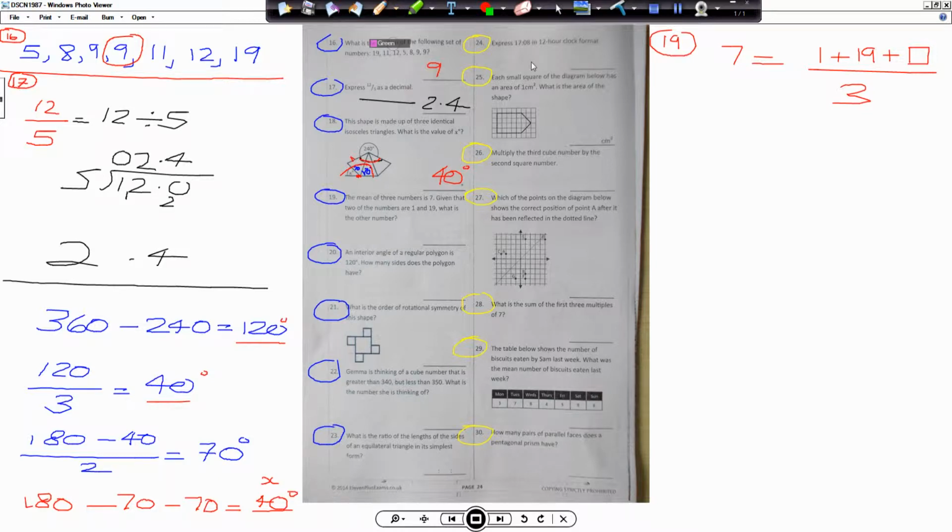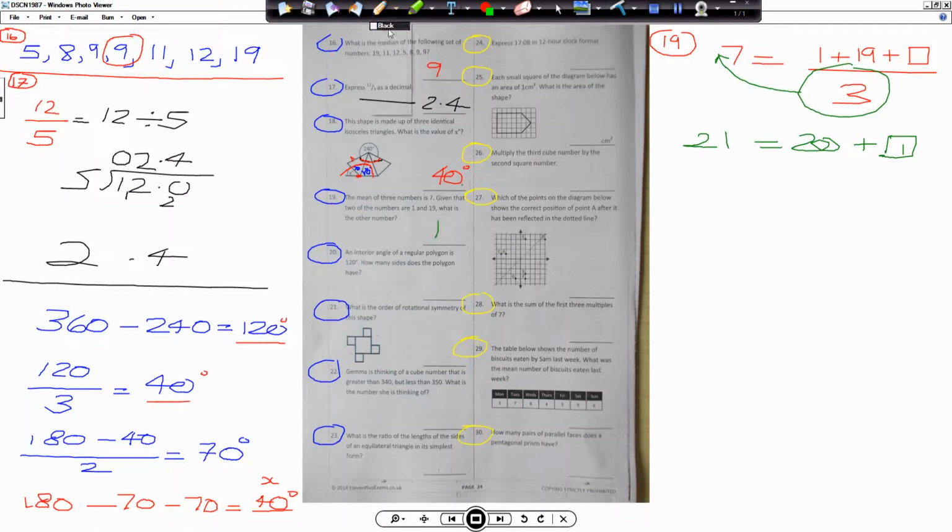To work out the mysterious number, what do we do first of all? Opposite of divide by 3 is times by 3. So 7 times by 3 is 21. 21 is equal to 1 add 19, which is 20, add the mysterious number, and that's nice and easy. So the mysterious number is 1. So number 19, the answer for the mysterious number is 1. Okay. Next one, number 20.